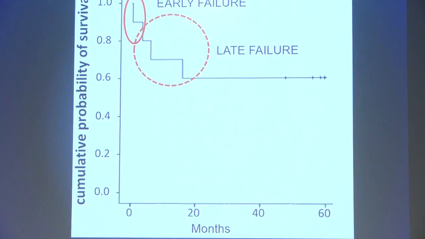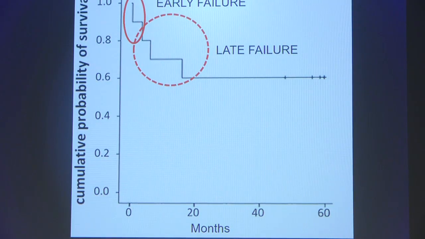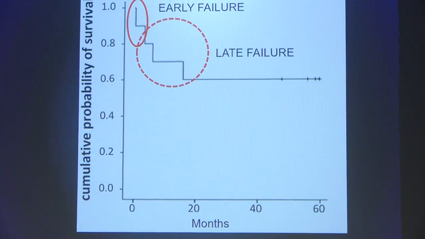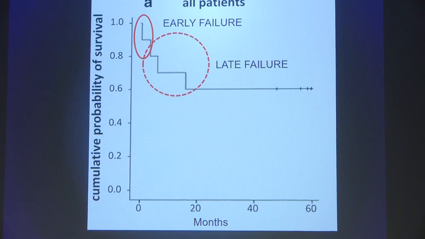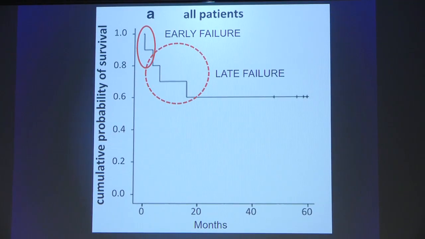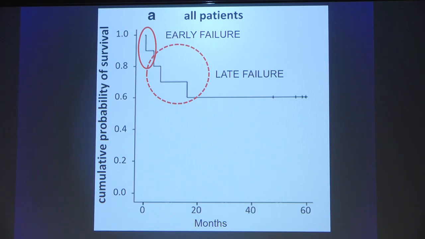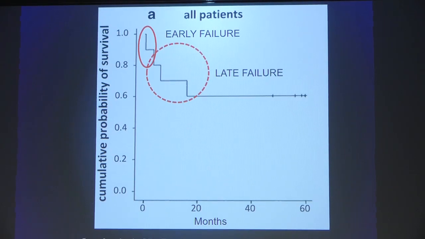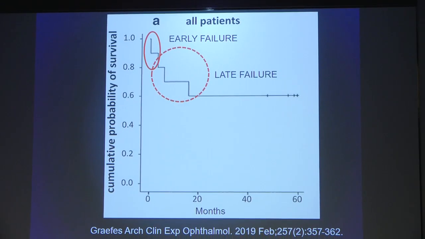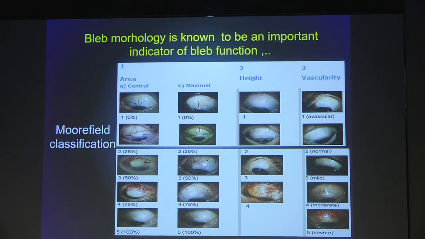And this graph is showing you that in the early phase, there is a steep fall in the success rate. And then there are moderate cases which are showing the failure. And at the end of 20 months, there is hardly any failure. So if we can see, if we can do so in the early phase, then we can manipulate and we can prevent the failure of that trabeculectomy.